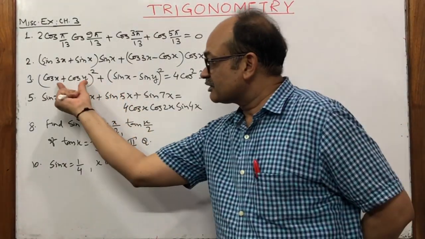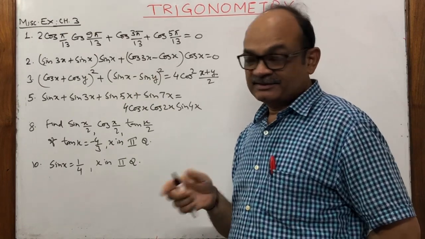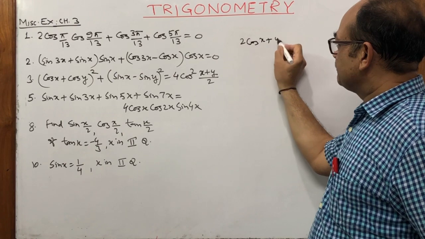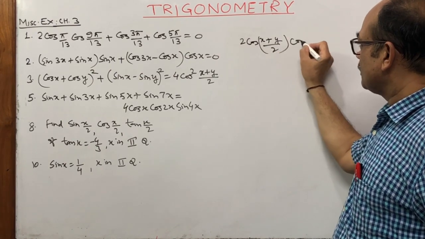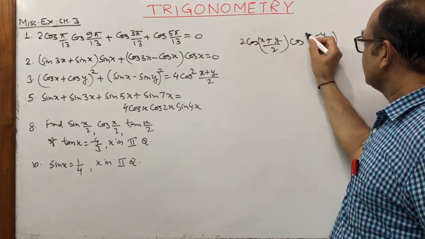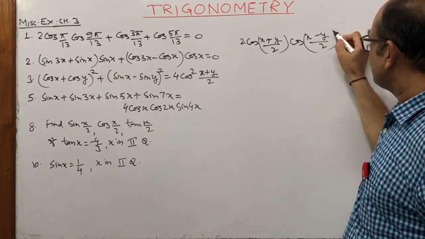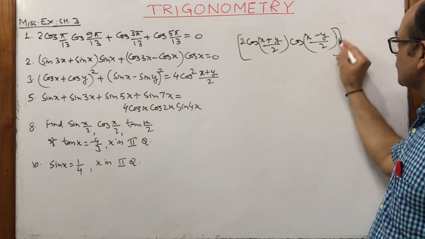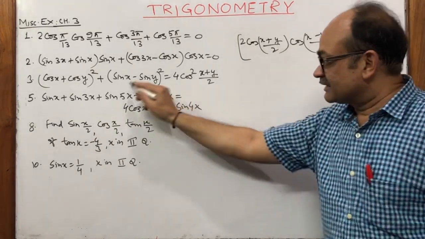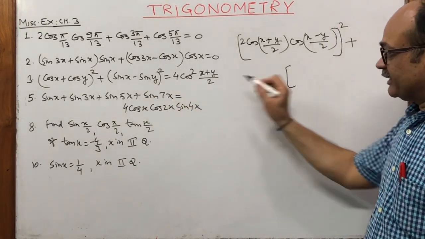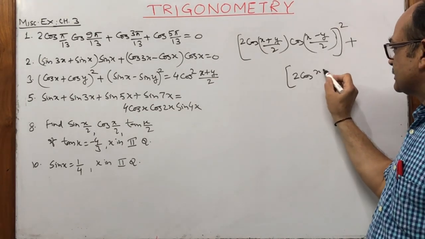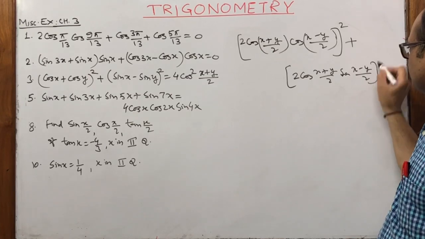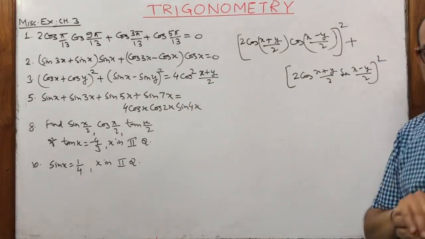Again the hint is here: cos C plus cos D, sin C minus sin D. So we'll write cos C plus cos D means 2 cos (C plus D by 2) cos (C minus D by 2). This is for the first bracket. Now we want whole square, so put whole square, plus sin C minus sin D, 2 cos (C plus D by 2) sin (C minus D by 2), and it's whole square, so put whole square.